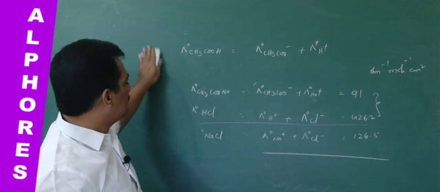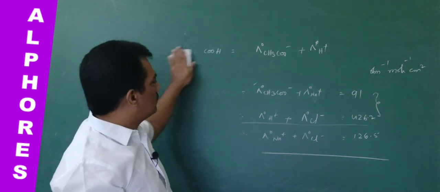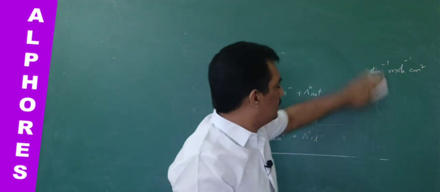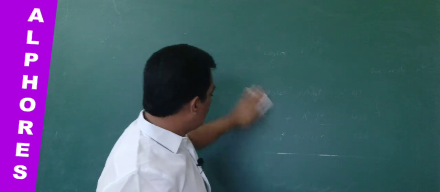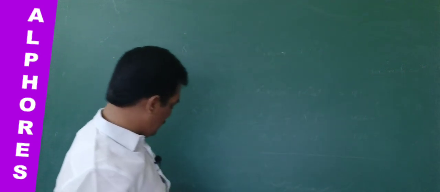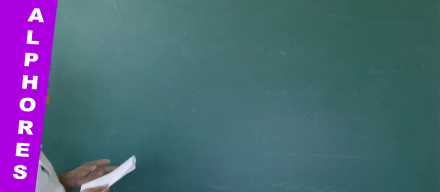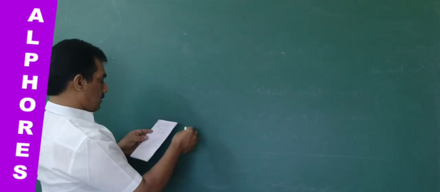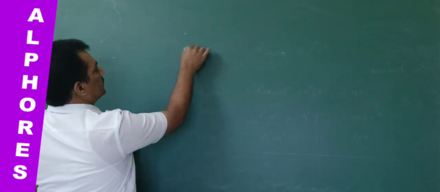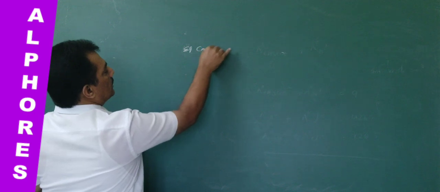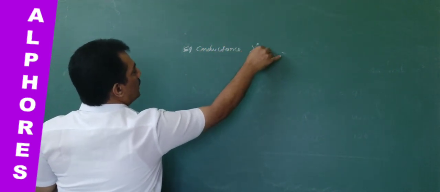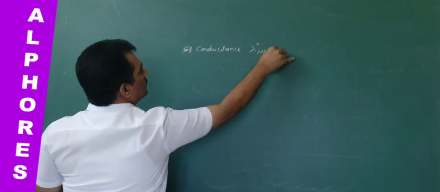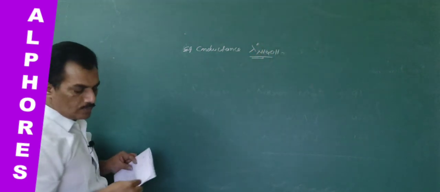Here it is somewhat of a higher standard. You should create some more idea in your mind to get the correct, accurate answer from this data. Here they are asking for the equivalent conductance, that is lambda naught of NH4OH. They are asking for this.